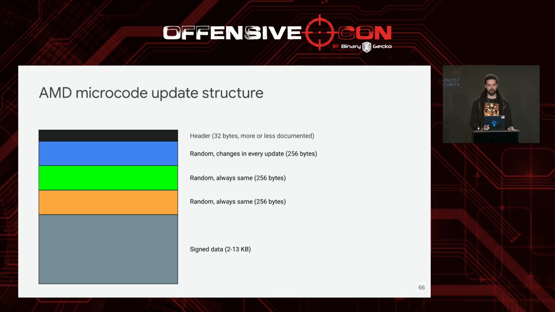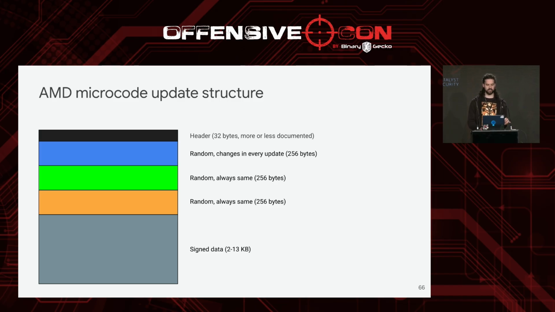If you take a look at one of these microcode updates that you can get on GitHub, you see that there's some structure. First there's a 32-byte header, which is more or less documented. Then there are some blocks of what looks like random data, and then finally there's the payload. We know that these updates are signed and sometimes even encrypted, and so we can try to do some tests on these blocks.